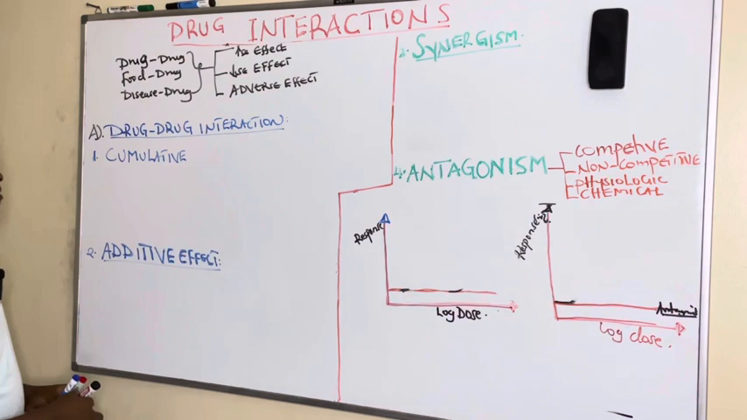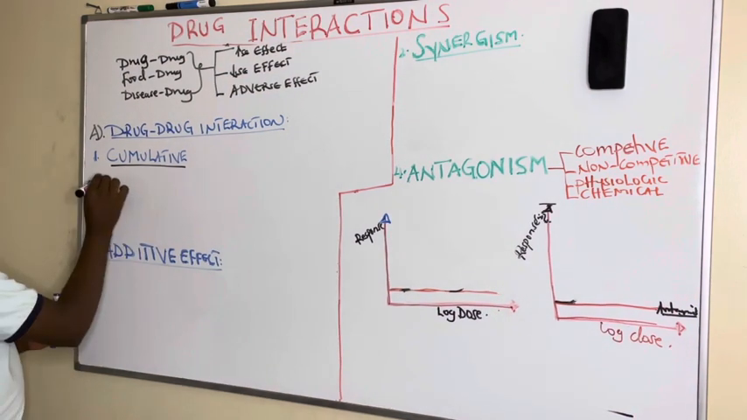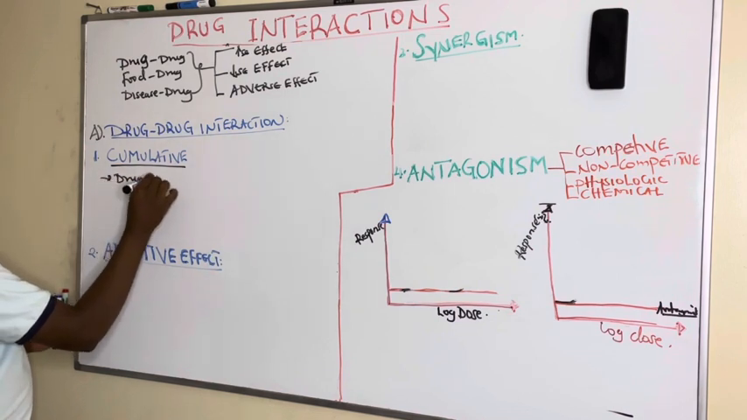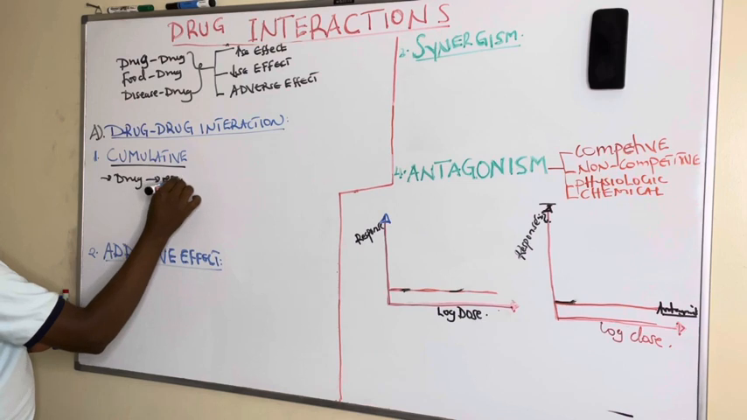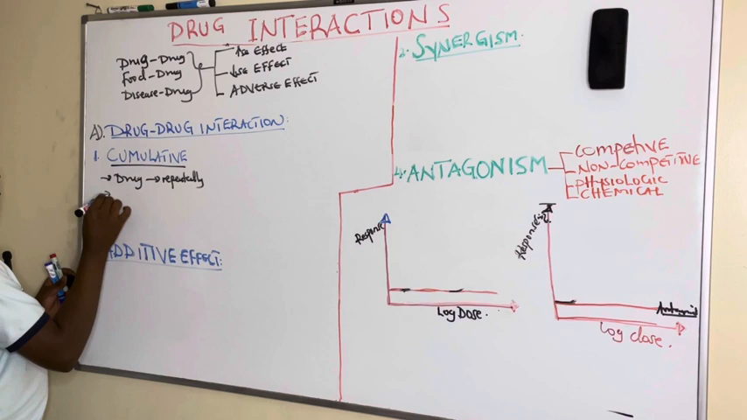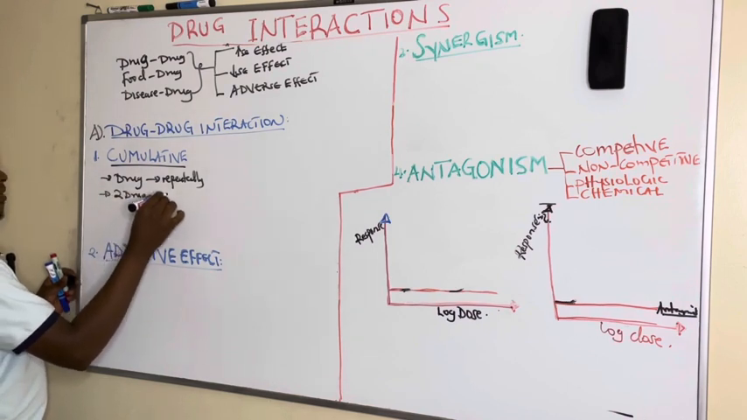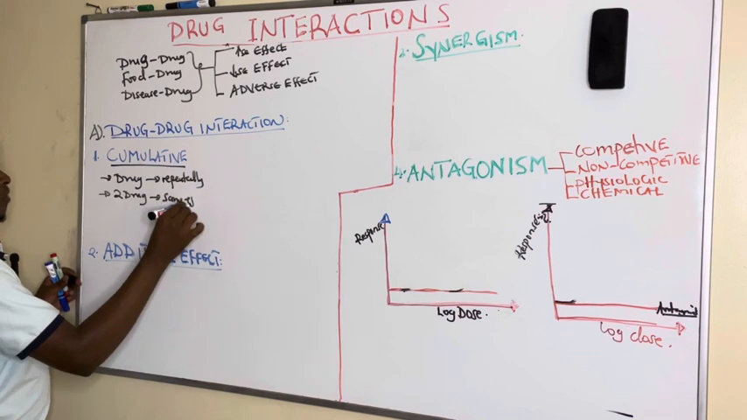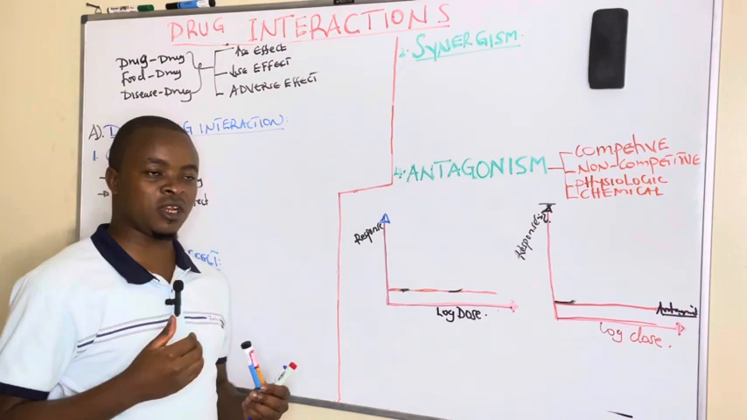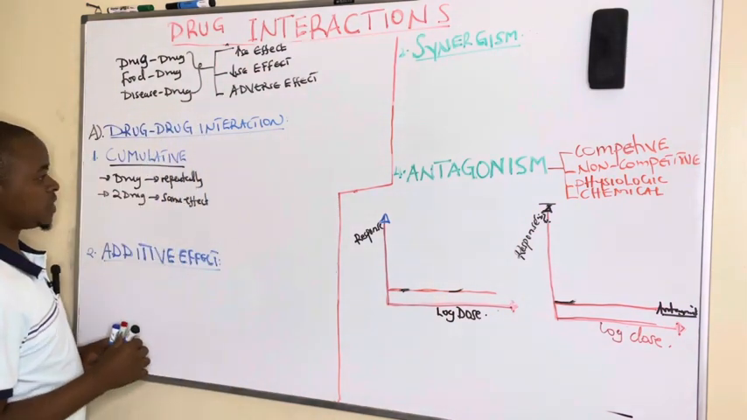Under cumulative, the word cumulative means that when a drug is given repeatedly, or maybe you are giving two drugs in a combination, but these drugs produce the same effect, whenever you continue to give them repeatedly or in a combination, we are going to see the reaction increasing.